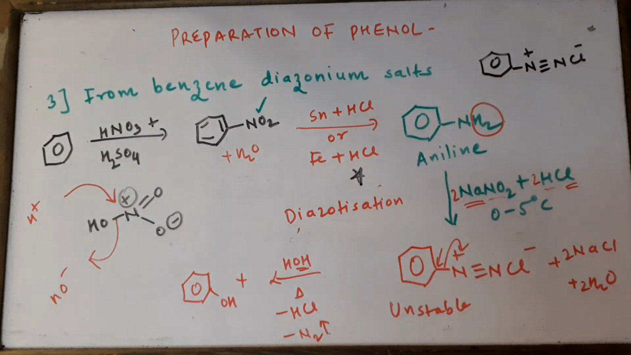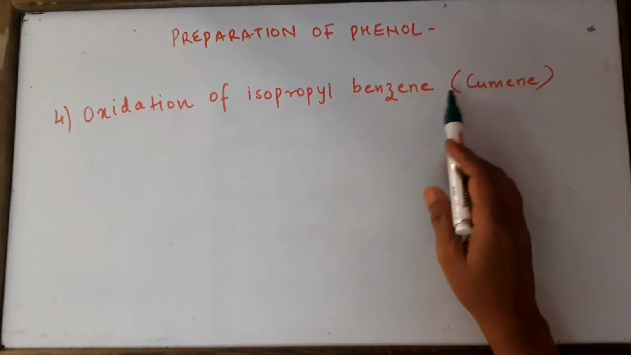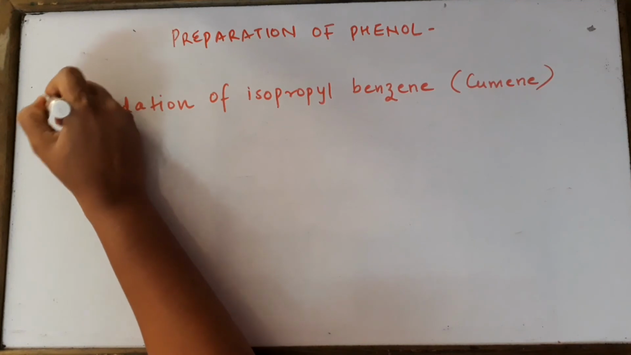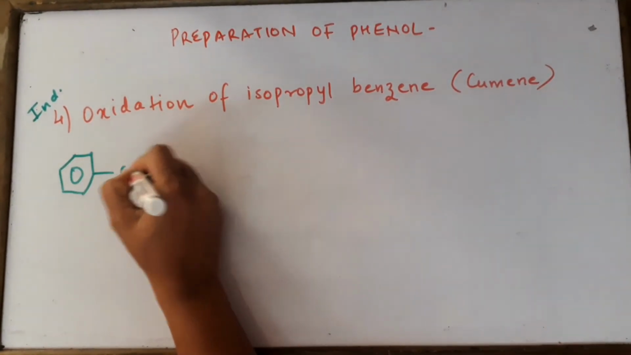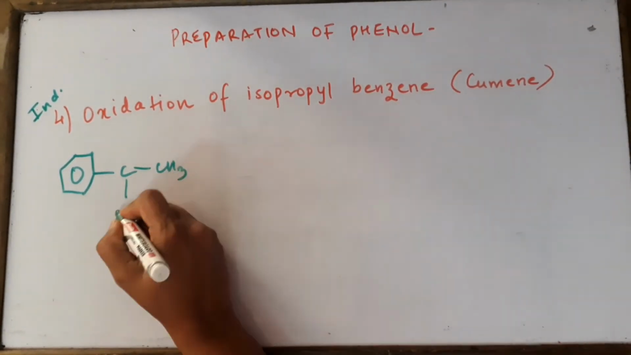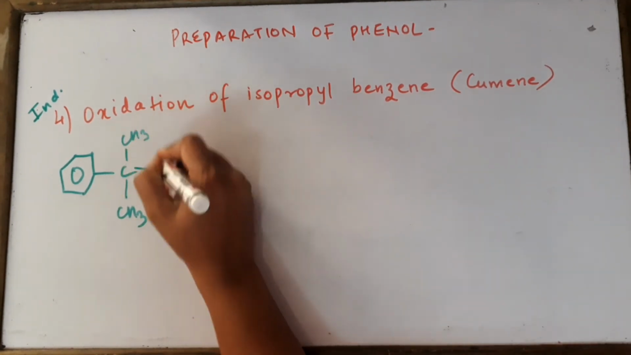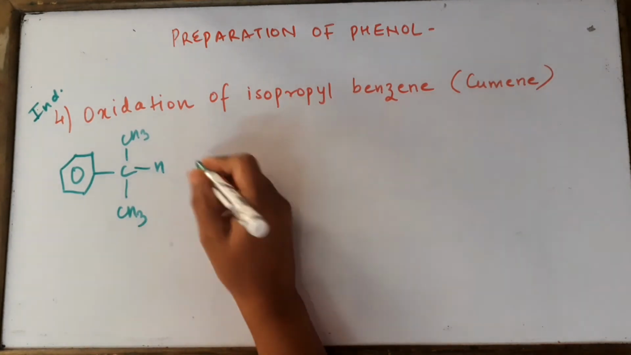Let us go to the last method. This method is called oxidation of isopropyl benzene. It's also known as cumene. This method is an industrial method. Now how do you do this? Let's have a look. We will take the first raw material, isopropyl benzene. How does the iso group look like? We already know. It looks like this with hydrogen over here. So this is your cumene or isopropyl benzene.